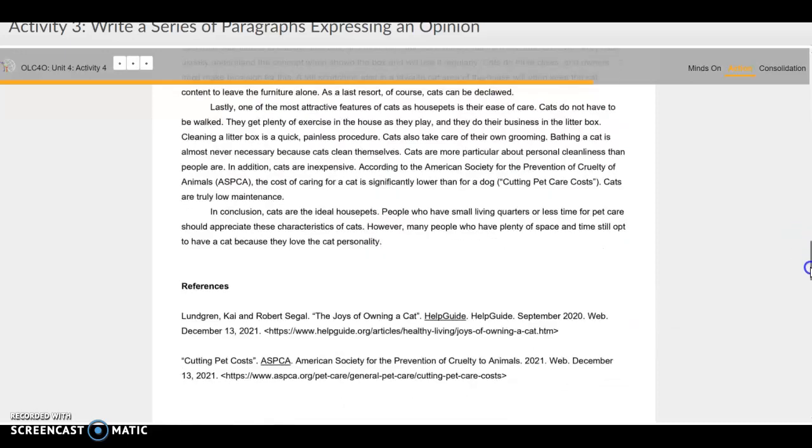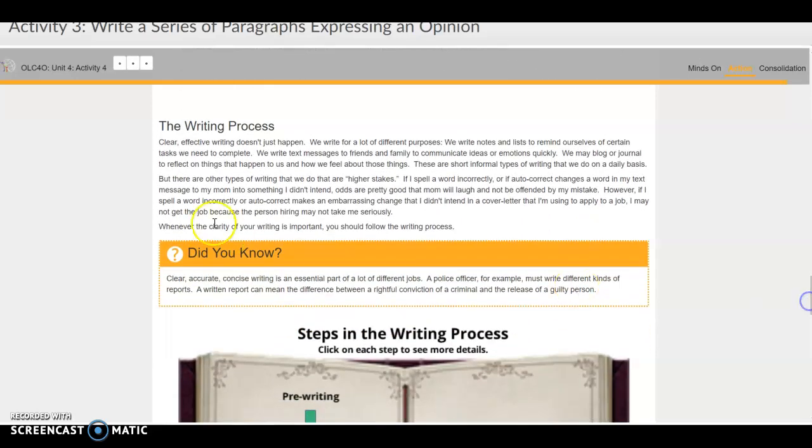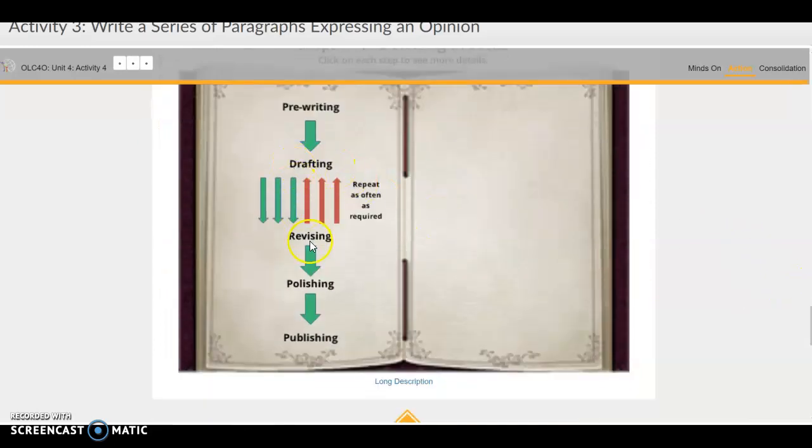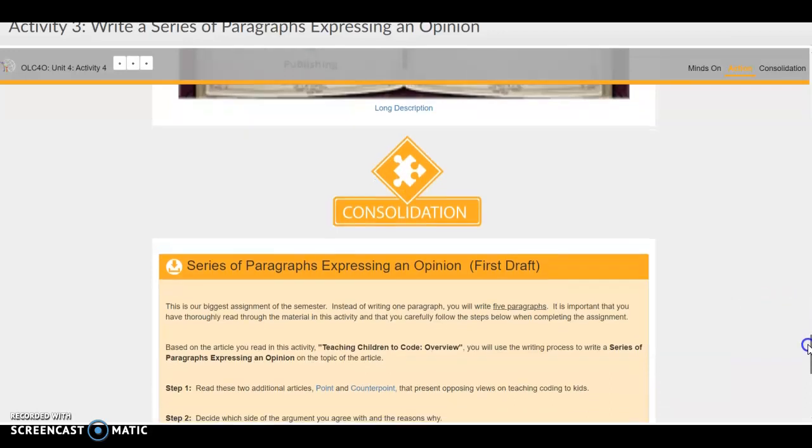So if we continue on, you'll see a little bit here on the writing process, and it's going to go over the process of writing from pre-writing to drafting to revising to polishing. These are terms that we've used earlier in this semester. You've done drafting and polishing in all of the units this semester, but this is just a reminder that you don't just want to sit down and write your final draft of your series of paragraphs. You're going to have to do it in an orderly fashion, and you're going to have to complete steps to complete this assignment. With that said, let's take a look at some of those steps.